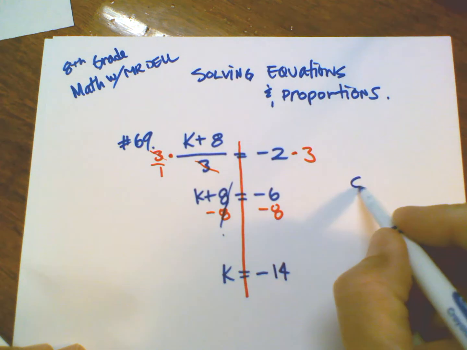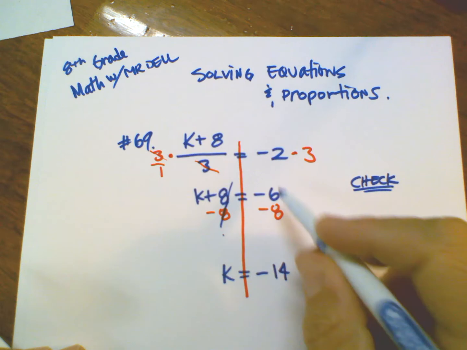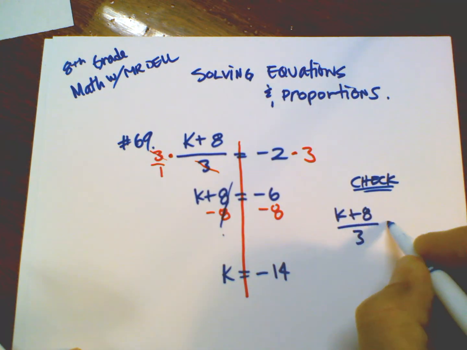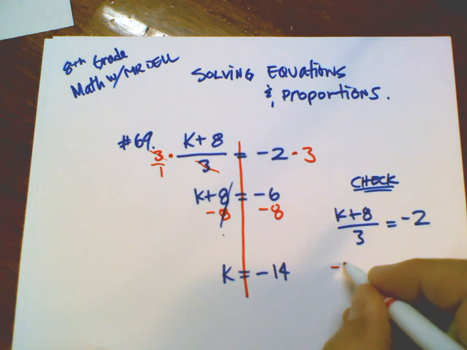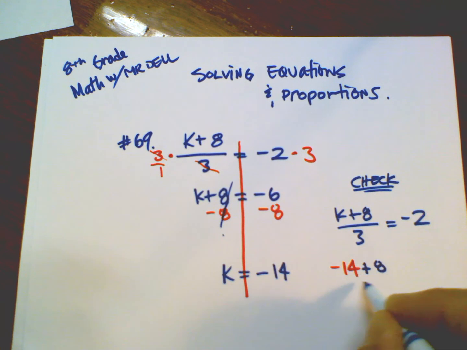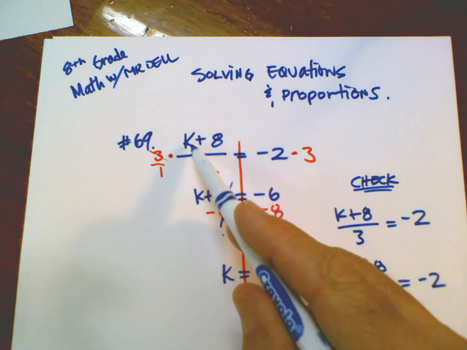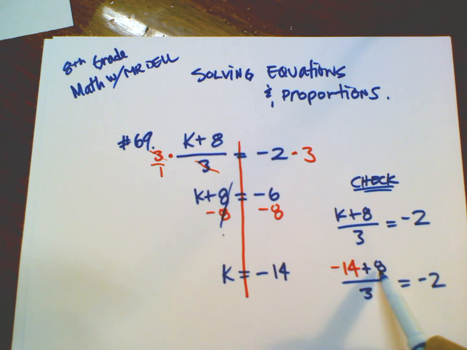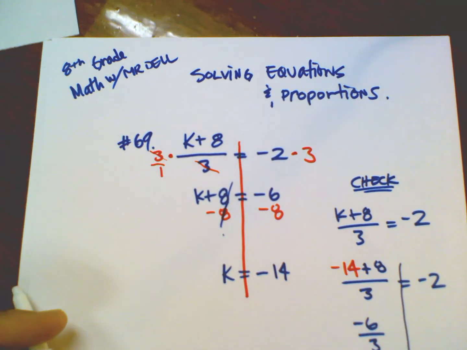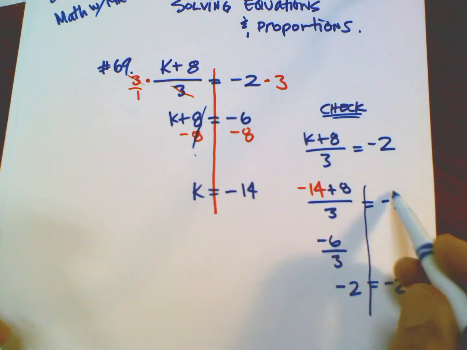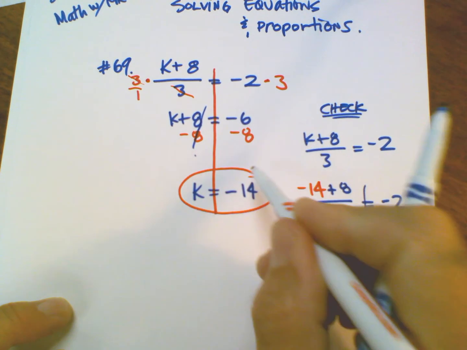This is where it's nice to do a check just in case you made a mistake along the way. You think you have an answer, and it's always good to check to see if you do. So in place of the k, because I want to see if this is a true statement, I'm going to put that -14. So -14 plus 8 all divided by 3. Does it equal -2? That's the question, right? That's what we're trying to see. Did k equal -14? When I add the -14 and the 8, I get -6 over 3. And -6 divided by 3 is -2. So it does check out. I end up with -2 is equal to -2. So we're good to go. It checks. Sure enough, that is the right answer. So that was number 69.